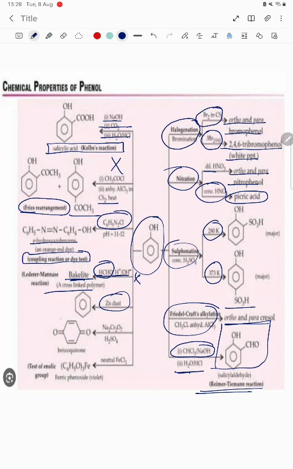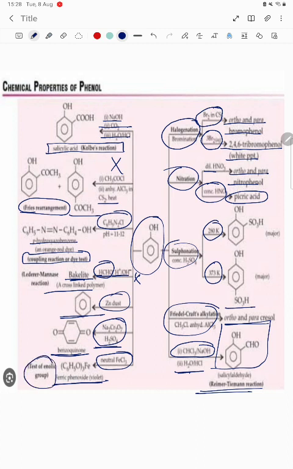Zinc dust, if you are treating with zinc, it is reduced to benzene. If you are treating with sodium dichromate in acidic medium, it will give benzoquinone. If you are treating with neutral FeCl3, it will give ferric phenoxide. It is the violet color test used for the enolic group.